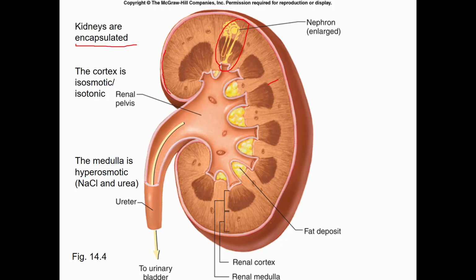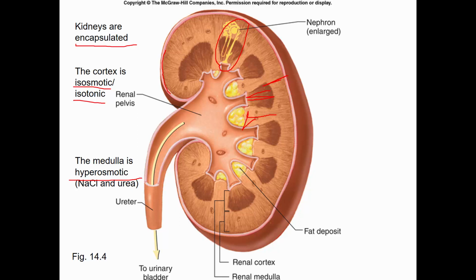There's an outer portion called the cortex and an inner portion called the medulla. The thing here is that the cortex is isoosmotic or isotonic. It's about 300 milliosmolar. But when you move in towards the medulla, an interesting thing happens. The medulla is hyperosmotic. It's about 700 milliosmolar sodium chloride and 700 milliosmolar urea.